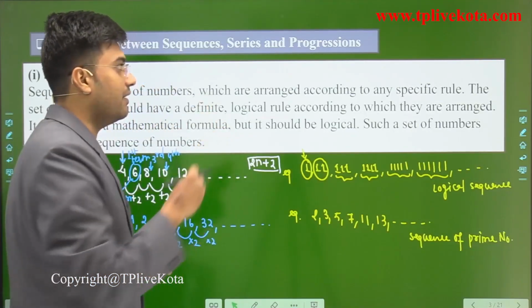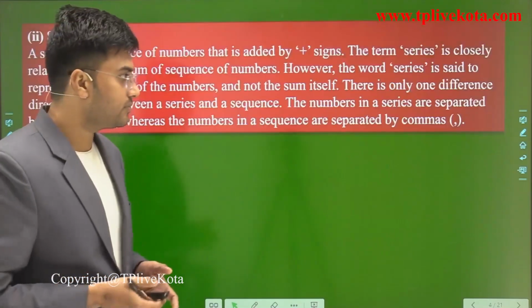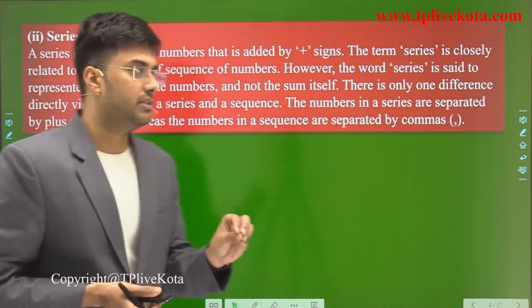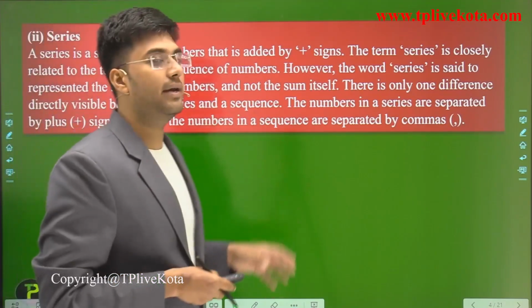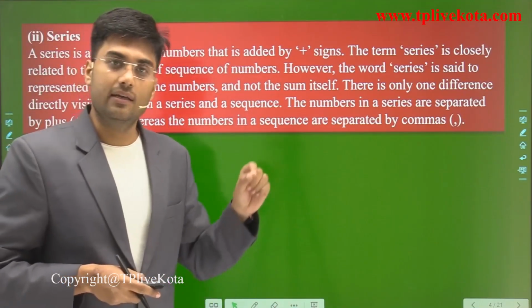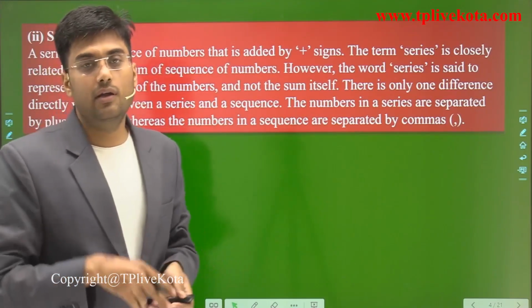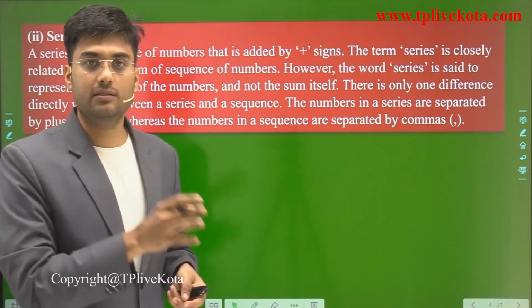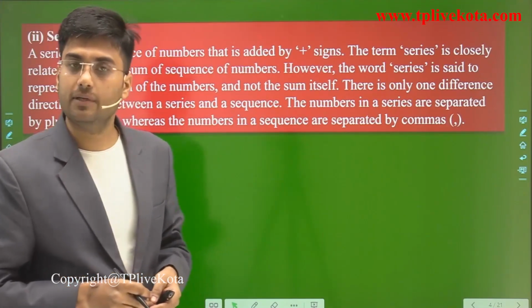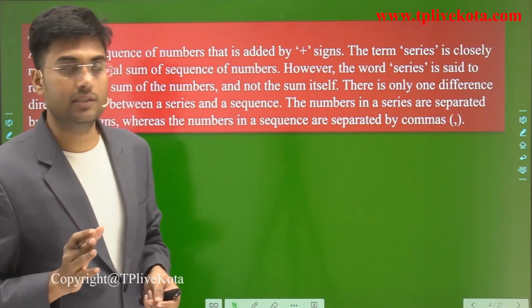Now students, after the sequence, let's talk about the series. What is a series? A series is a sequence of numbers that are added by plus signs. The difference between a series and a sequence is that in a sequence all the terms are separated by commas, but in a series they are separated by plus signs. This is the only difference between a sequence and a series.